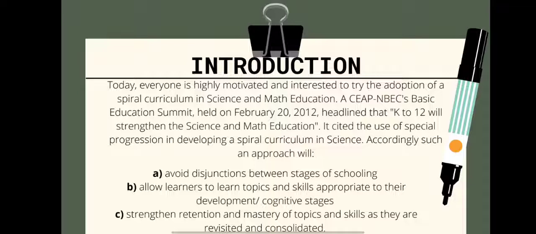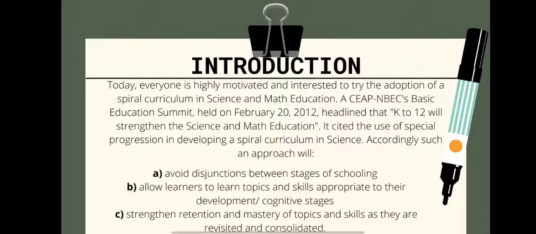B, allow learners to learn topics and skills appropriate to their development or cognitive stages. They also make sure that the topics are appropriate sa learners wherein dapat tugma ang topic ug skills sa developmental stages sa learners. For example, if ang learner is in his or her adolescent stage, dapat ang makatunan sa learners kay bagay og for adolescents na, or we simply put it, the complex topic. An individual's developmental stages influence the ability to learn.